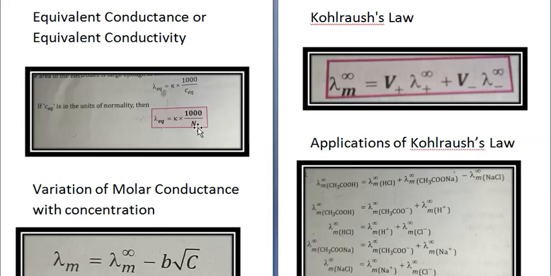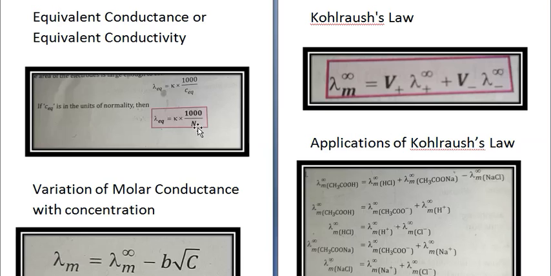Electrolytic conductance of solution depends upon the nature of the electrolyte that is being added, size of the ions produced and their solvation, nature of solvent and its viscosity, concentration of electrolyte, and it is directly proportional to the temperature. If you increase the temperature, it will increase.